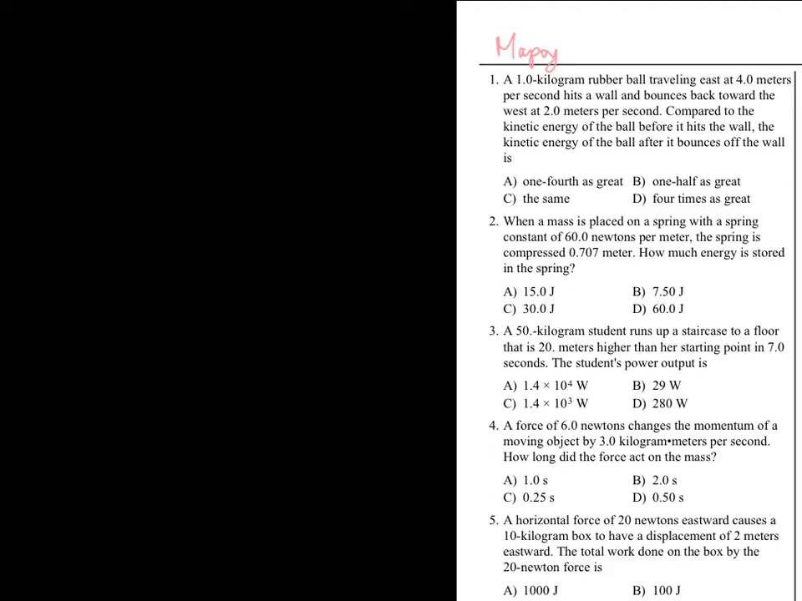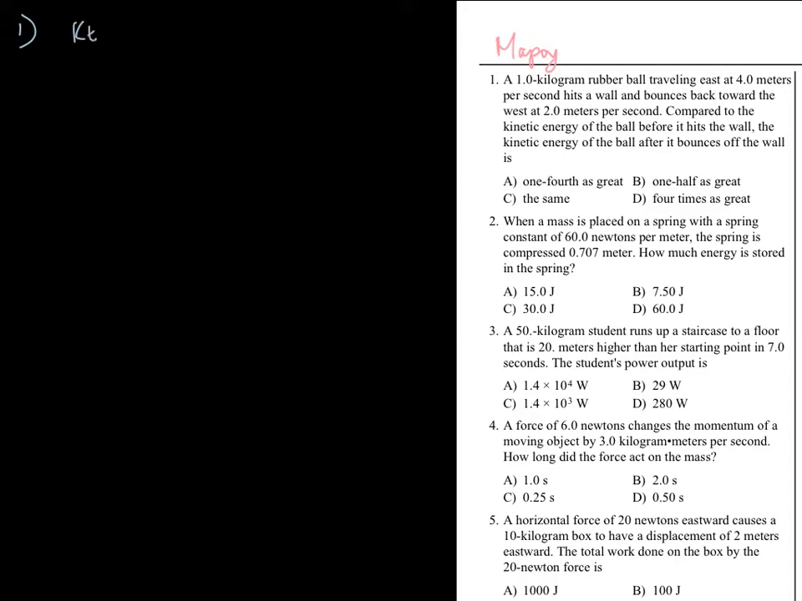Alright, so number 1. A 1.0 kilogram rubber ball traveling east at 4 meters per second hits a wall and bounces back toward the west at 2 meters per second. Compared to the kinetic energy of the ball before it hits the wall, kinetic energy of the ball after it bounces off the wall is... Alright, that's a mouthful. What we essentially need to do is get the kinetic energy values of both scenarios.